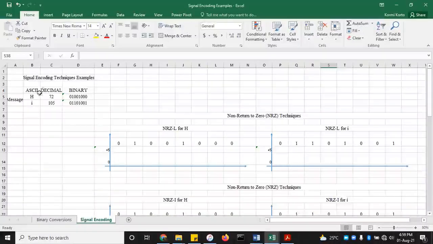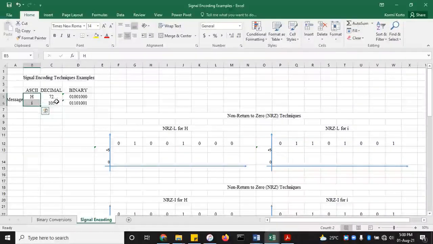Okay, so what we have here is a message that is "Hi". It starts with uppercase H and lowercase i. So that is the message, which is the ASCII. The ASCII is uppercase H and lowercase i. The decimal value for ASCII uppercase H is 72, and it has a binary of 0, 1, 0, 0, 1, 0, 0, 0.